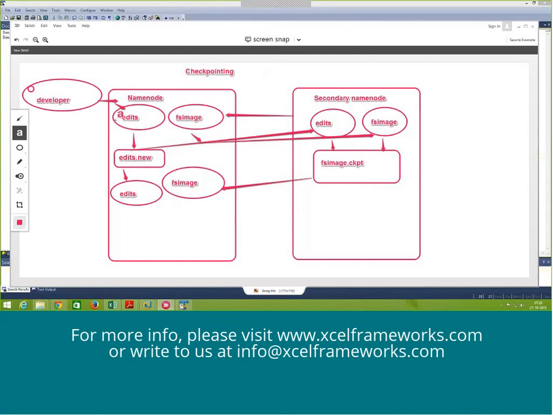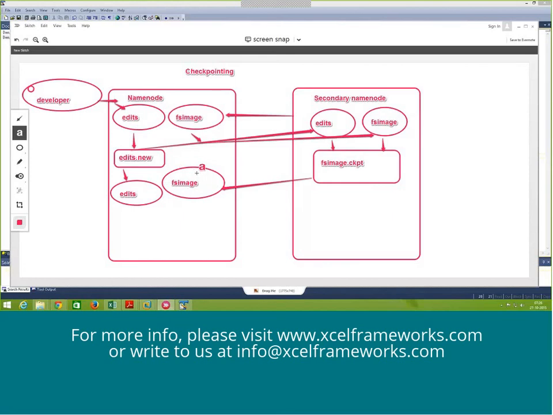So if I want to repeat the steps: in checkpointing, the secondary name node contacts the name node every 1 hour and picks up the metadata. The metadata is your FS image and edits file. They combine this together into an FS image checkpoint. So you have a bigger FS image file, and it is copied back into the name node.